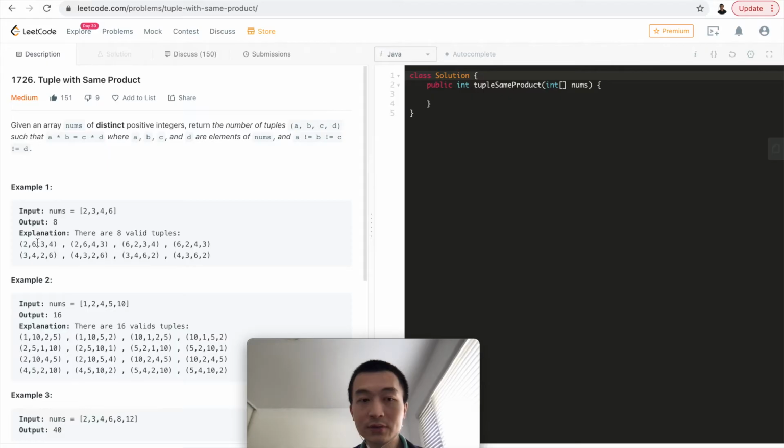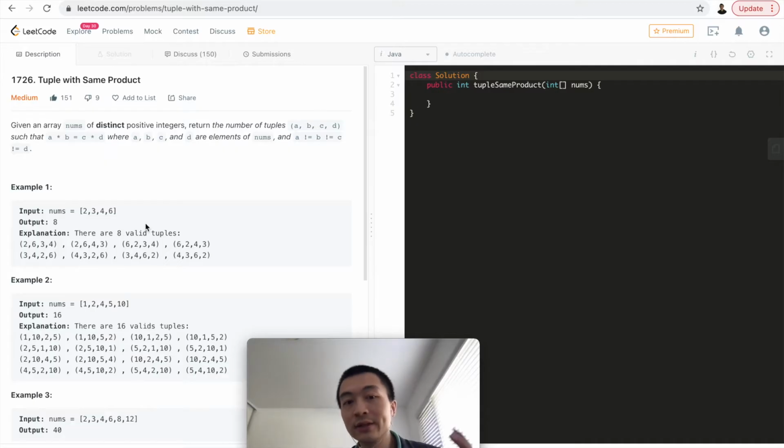So it's always 2, 6, 3, 4. It could be 3, 4, 2, 6, or 6, 2, 4, 3, right? You see the permutation 2, 6, 4, 3: the order of 3 and 4 changed, or 6, 2 order changed while 3, 4 didn't change. So this is completely permutation. But all of them are the same two integers multiplied together, so they get the same product, 12.